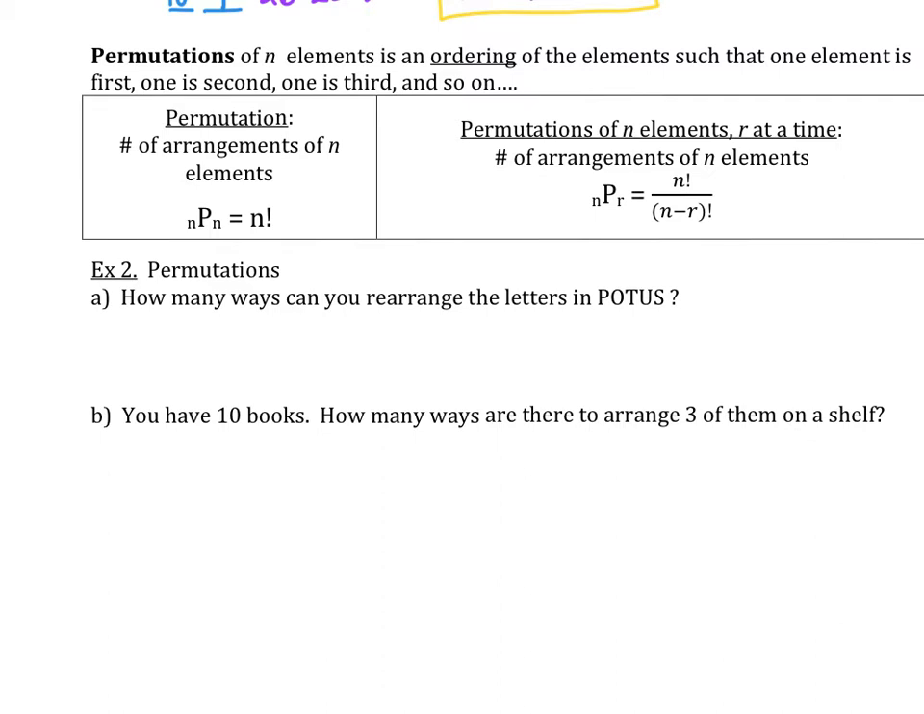Okay, so if I use the fundamental counting principle, there are 5 letters possible. These are just blanks. You don't need to write the blanks. They help me remember. There's 5 letters I could put in the first spot. I could put the P or the O or the T or the U or the S.